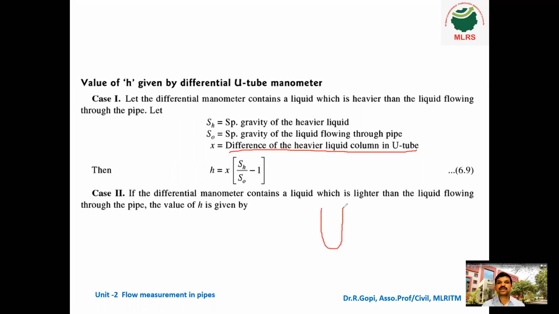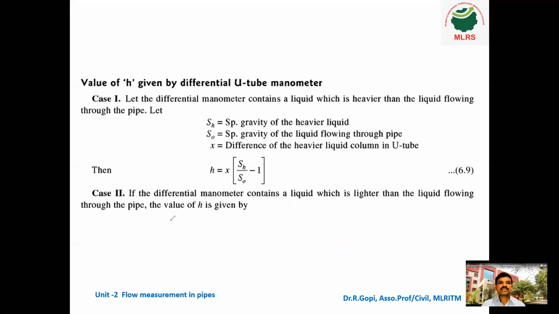Suppose this is the mercury U-tube, the differential mercury tube. One end is connected to the inlet pipe, and the other end is connected to the throat. If there is a pressure difference, one end's mercury level is lower and the other end's is higher. This difference is nothing but X. Finally, the pressure head difference is H equal to X into SH divided by S0 minus 1.